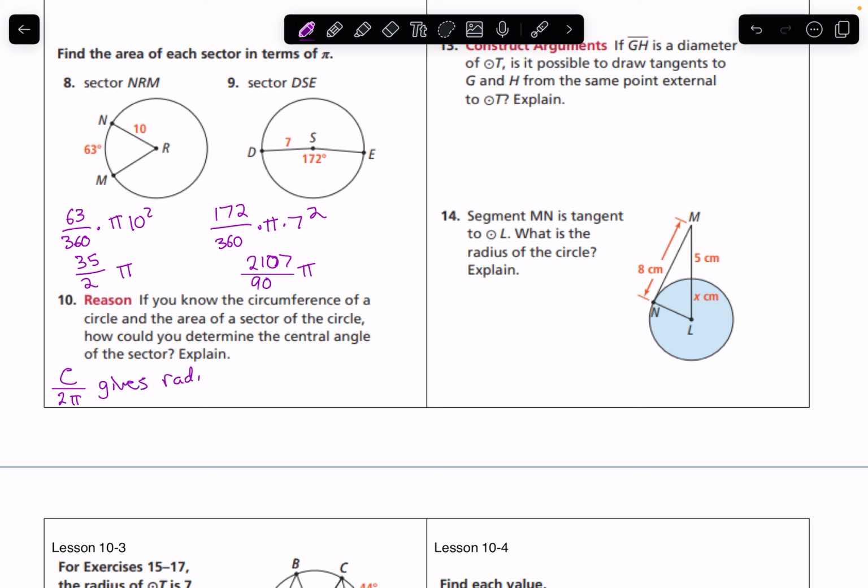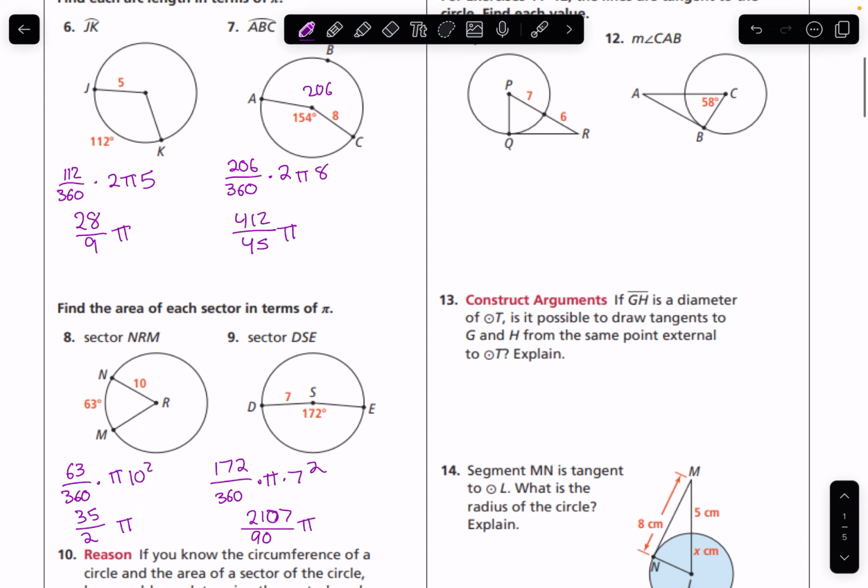And then we would also go backwards on the area of the sector. So we would say, we know that central angle measure over 360 times pi r squared is the area of the sector. And then we'd take this and solve the equation for the central angle measure, because at that point we would know the area and we would know the radius, and we would solve for the central angle measure.